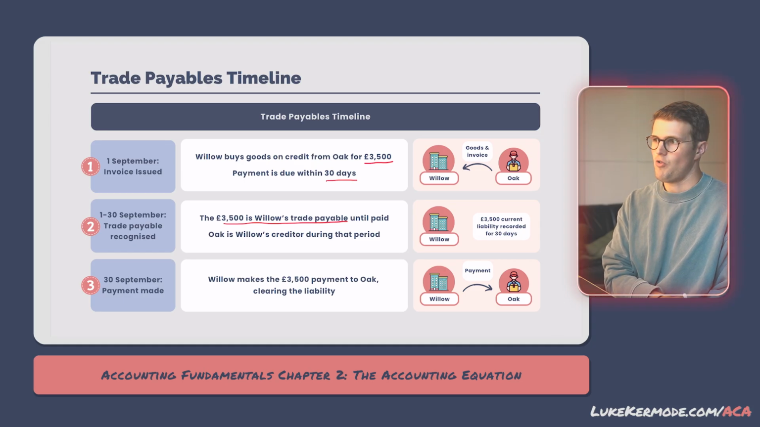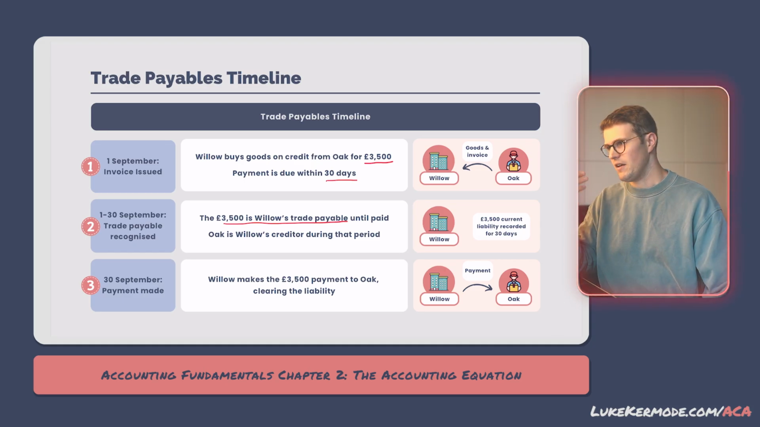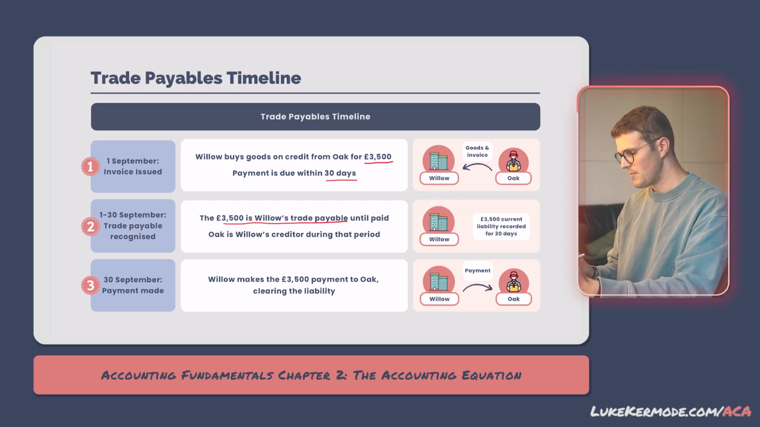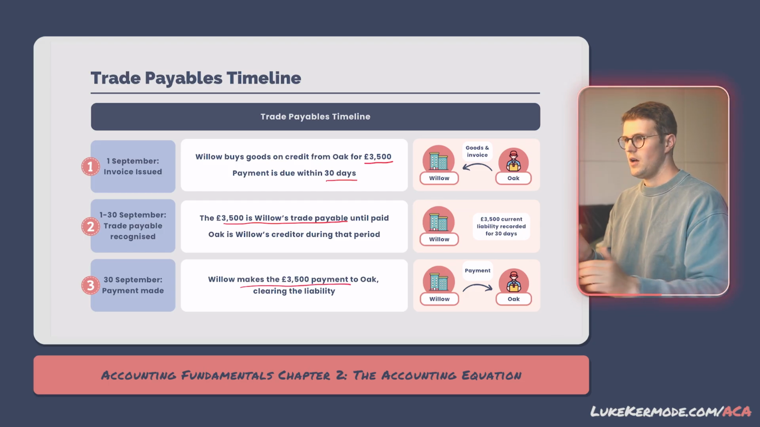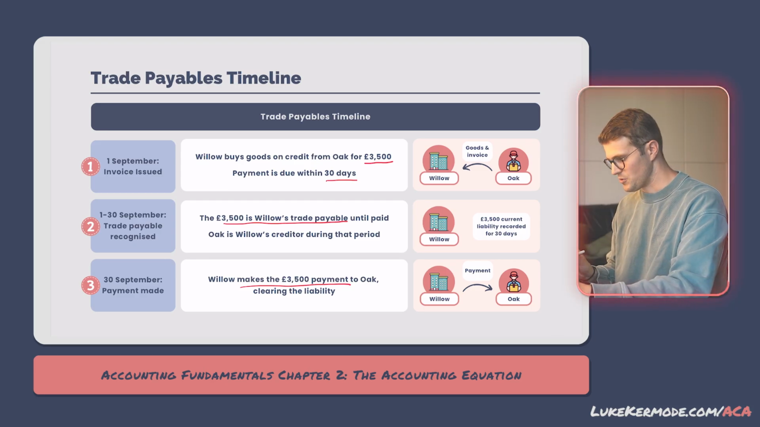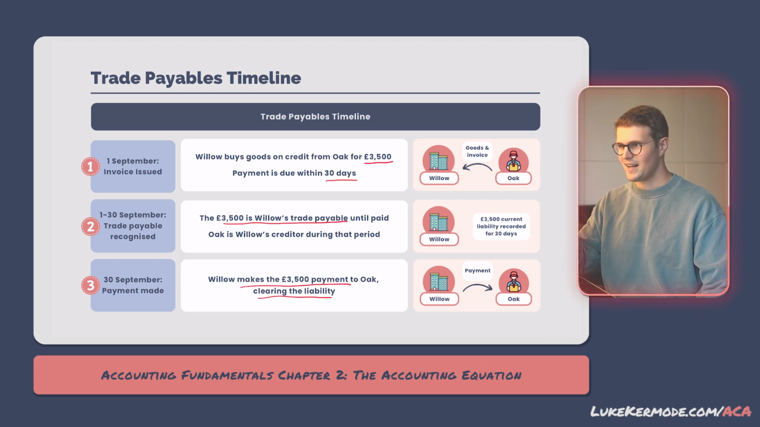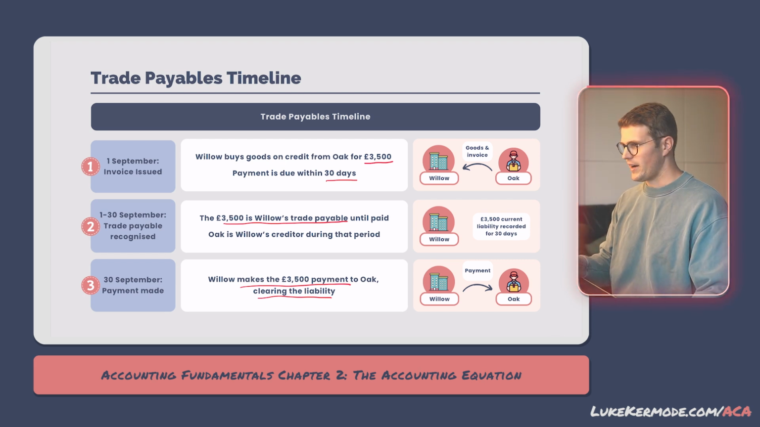The payable represents the business's obligation, which they need to pay off in the near future. When Willow finally makes the payment on the 30th of September, the trade payable is reduced down to zero, and Willow's cash balance will decrease by £3,500. So this timeline shows exactly how trade payables work, tracking what the business owes and how the debt is settled over time.